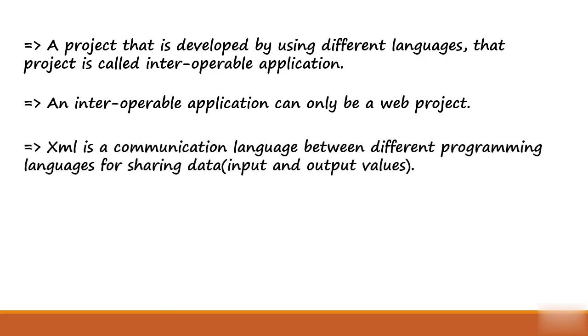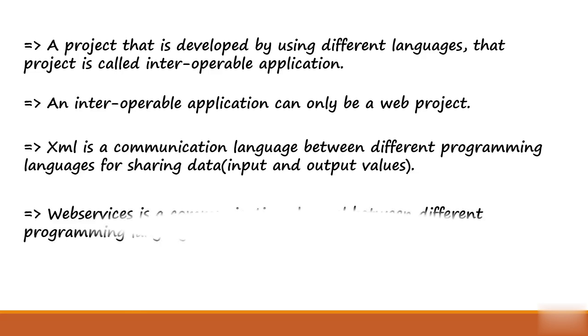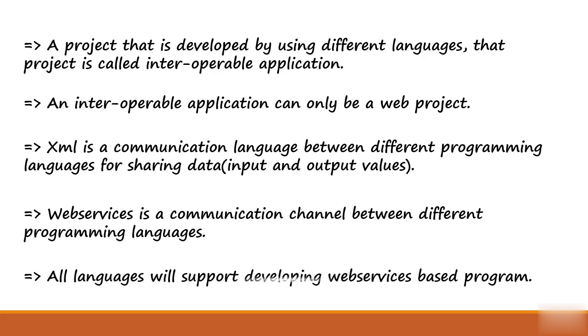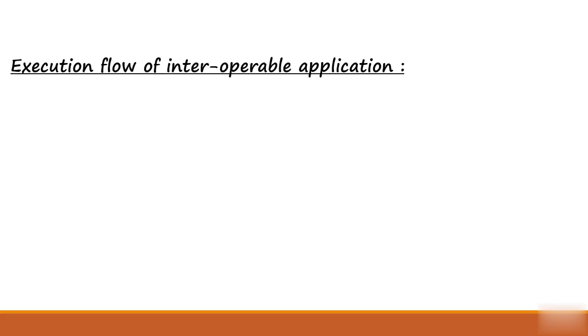XML is a communication language between different programming languages for sharing data, input and output values. Web services is a communication channel between different programming languages. All languages support developing web services based programs. Execution flow of an interoperable application. Just now we have seen a diagram and I have explained the flow of execution. We will see the points whatever we have discussed.